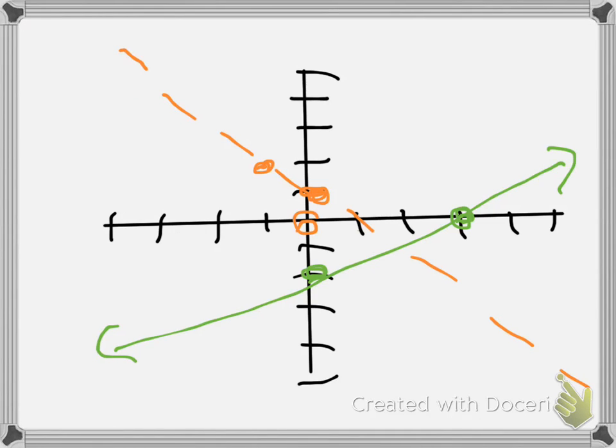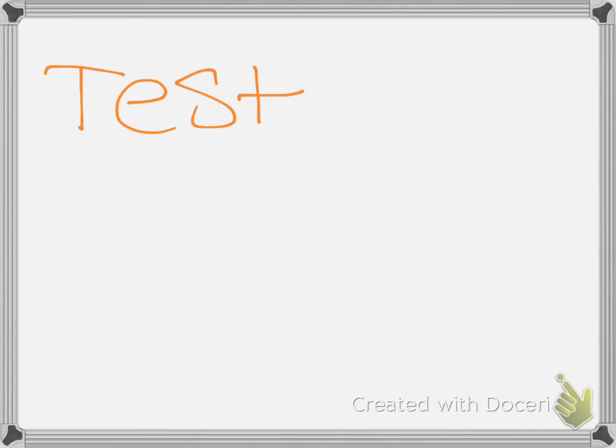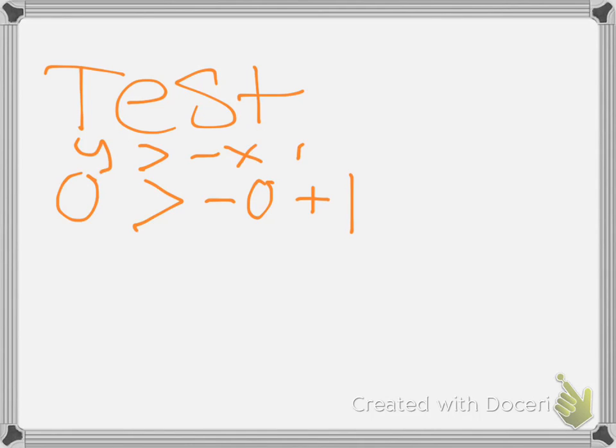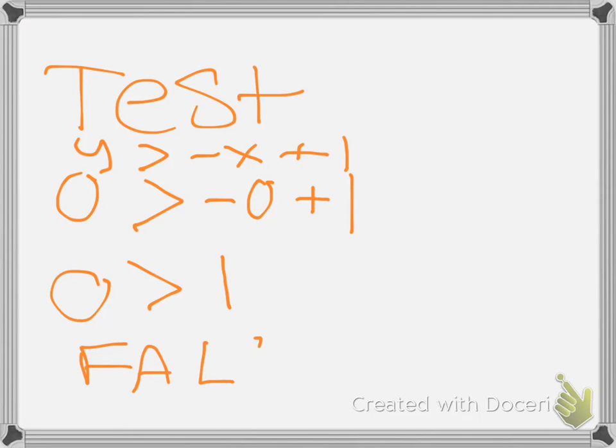I'm first going to test my orange line. I'm going to use the test point 0, 0, and I always like to star it just so it's a good visual for me. I'm going to plug in 0 is greater than negative 0 plus 1. Where did I get that? I just took my equation, y is greater than negative x plus 1, and I plugged in a 0 for y and a 0 for x. If I simplify it, 0 is greater than 1. That is a false statement.